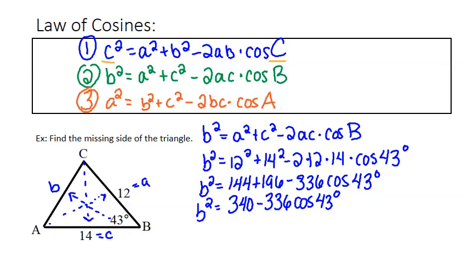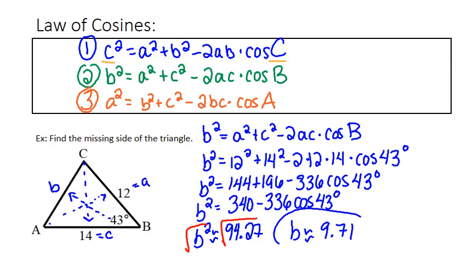So now we have to go to our calculator, so we're going to make sure that we are in degree mode first, and then just type 340 minus 336 cosine of 43 degrees. Hit enter, and we get that b squared is approximately 94.27. But we want to know just the value of b, so we're going to take the square root of both sides and find out that just b itself is equal to approximately 9.71 units. So our missing side of the triangle is 9.71.